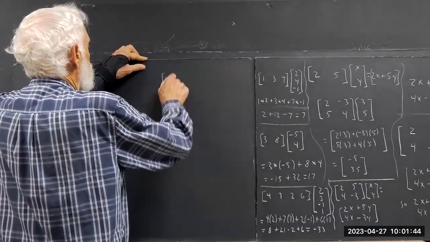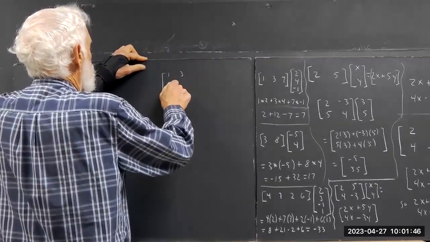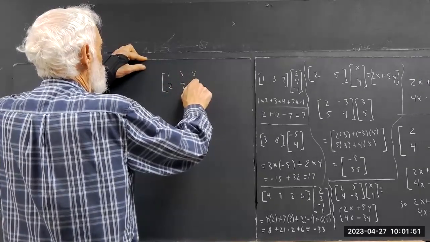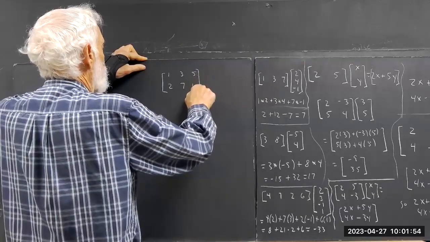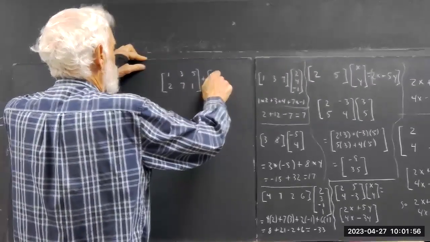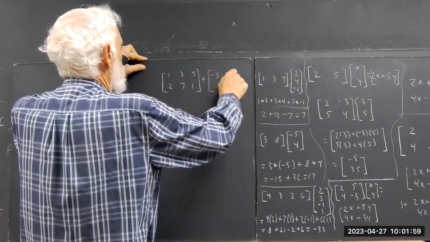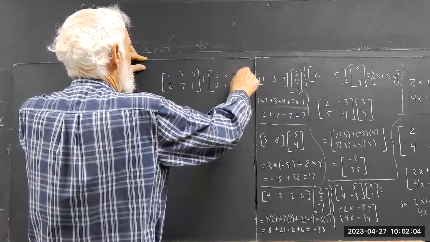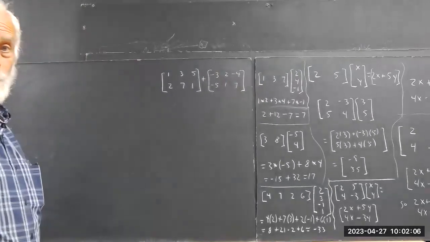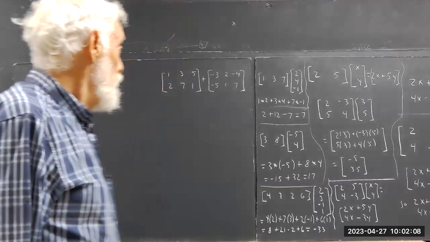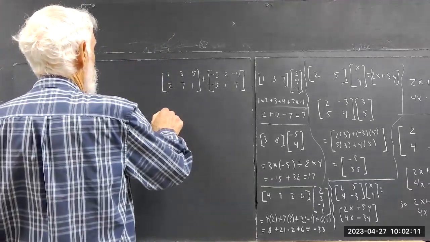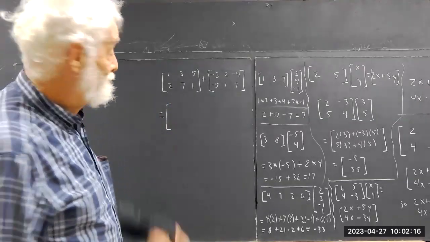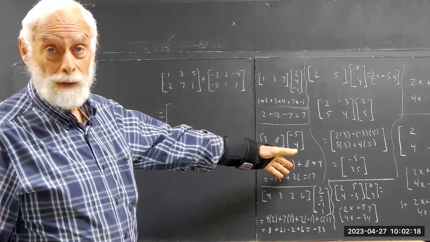Let's say we have a matrix 1, 3, 2, 7. I'm going to extend this a little bit: 1, 3, 5, 2, 7, 1. And we want to add this to the matrix negative 3, 2, negative 4, negative 5, 1, 7. Well, this is easy. This is easy enough once you get the hang of it.